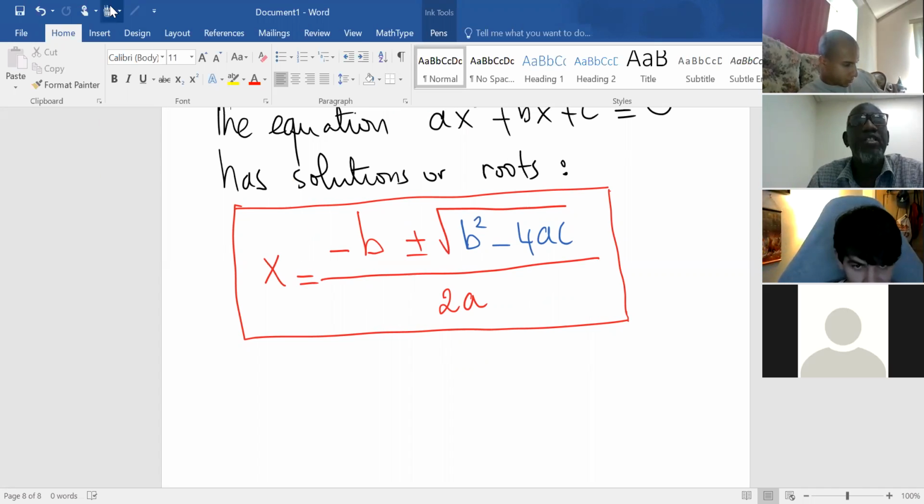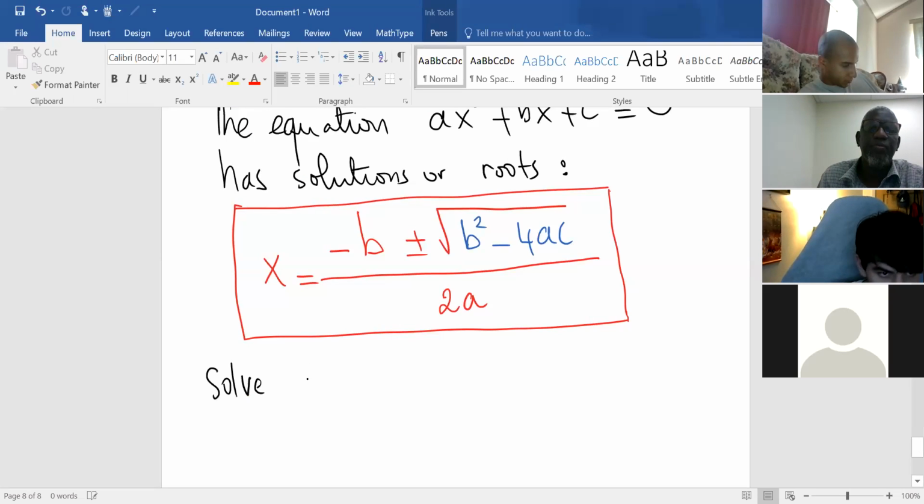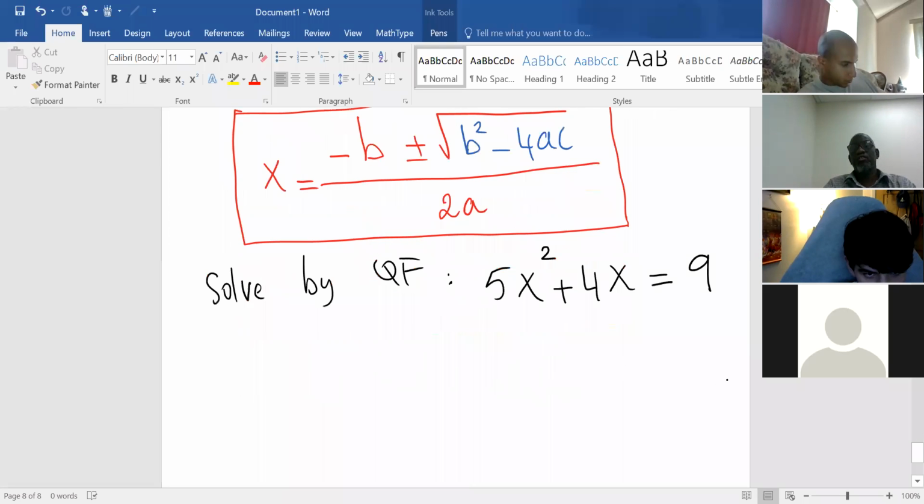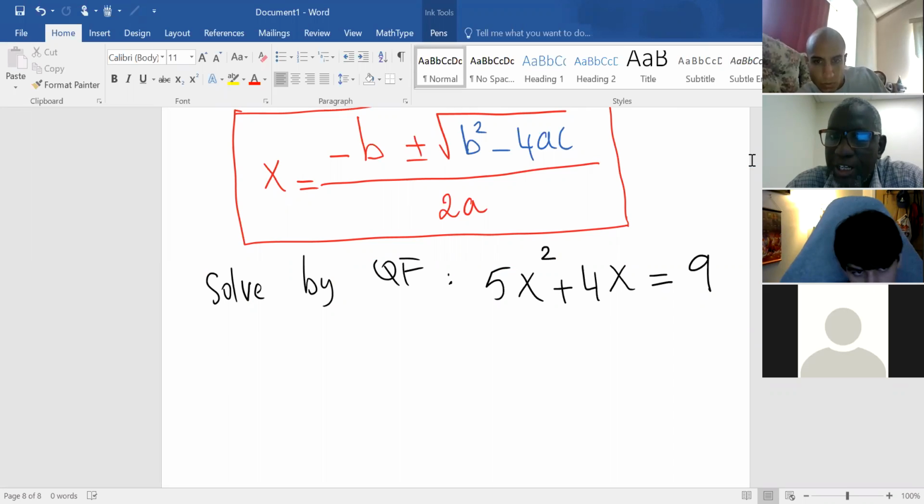So, for instance, we say solve by the quadratic formula: 5x squared plus 4x equal 9. Okay, so look. Am I ready to say who is A, who is B, who is C yet? Am I ready?